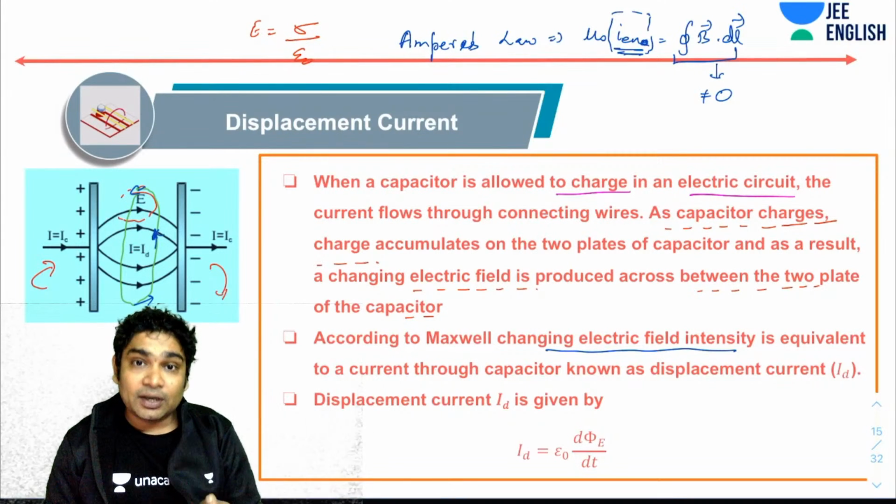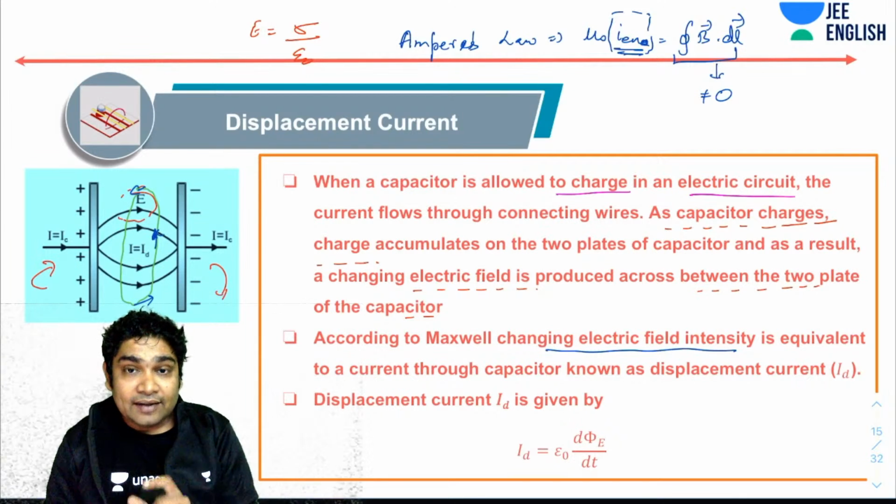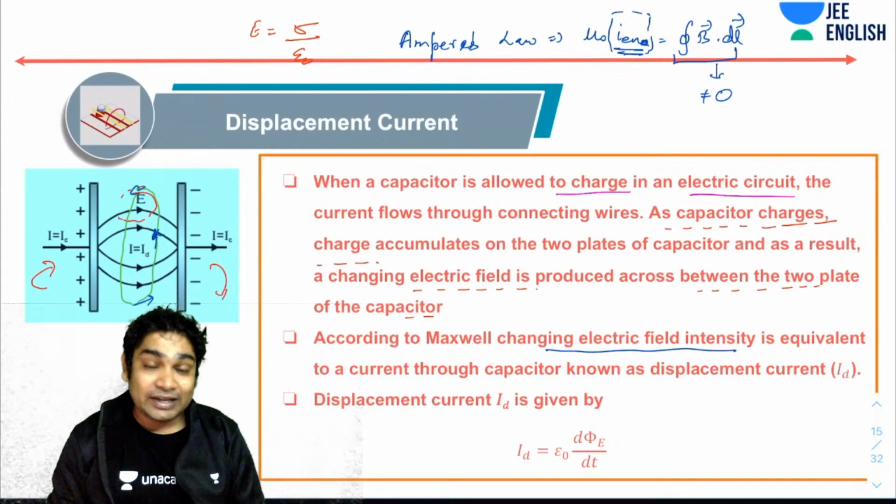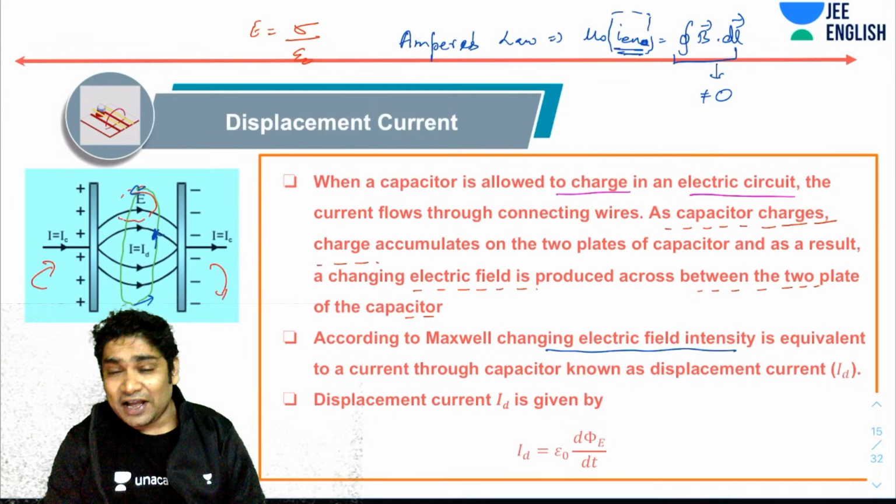So there was an argument: if a time varying magnetic field can produce an electric field, can a time varying electric field also produce a magnetic field? Turns out yes. So nature seems to be holding symmetry everywhere. Okay, so everything is symmetrical.